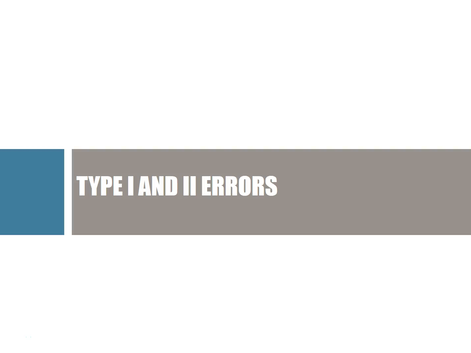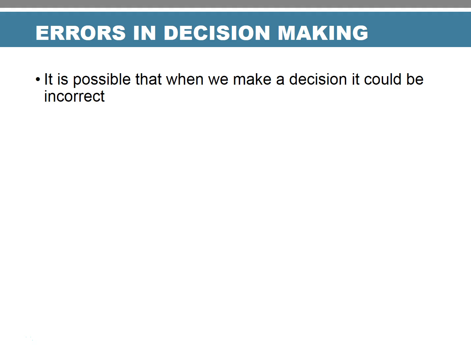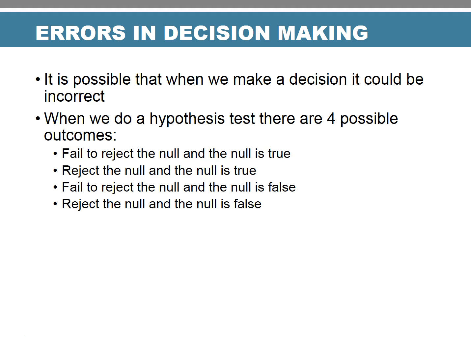Type 1 and Type 2 errors are important statistical concepts to understand when we're doing hypothesis testing. It's important to remember that whenever we make a decision, it's possible that the decision we're making is incorrect. We're making the best decision that we can with the available information that we have at the time. However, that could be an incorrect decision.